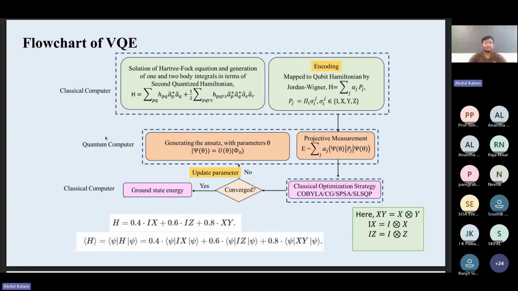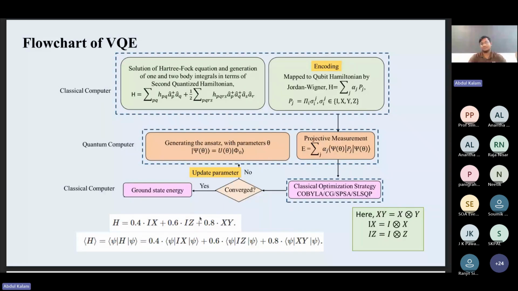It's a hybrid algorithm. We start from the second quantized Hamiltonian. For now, whatever Hamiltonian we have, we encode in terms of Pauli matrices. So let's start from this one. The Hamiltonian that we have is in terms of Pauli matrices. Then we generate the ansatz and do the measurement. These optimizers are the software which change the parameters.